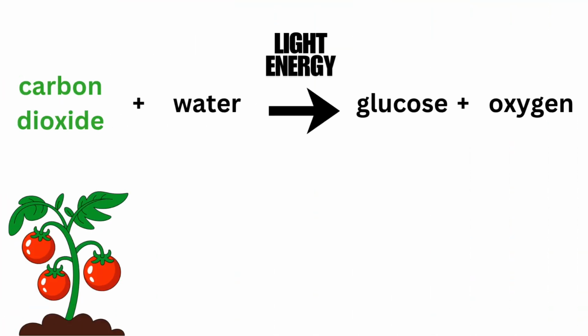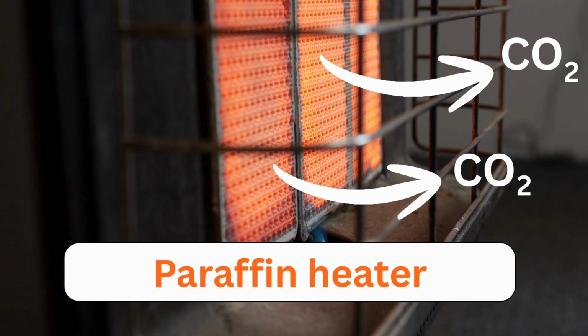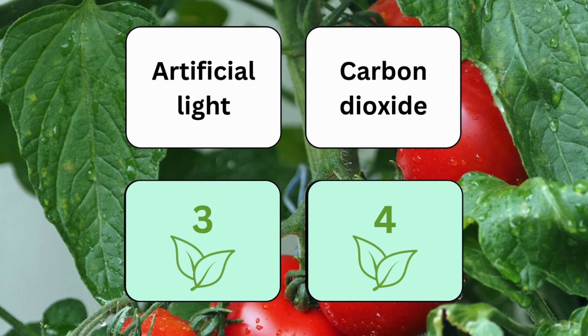If you remember the photosynthesis equation, you'll remember that plants need carbon dioxide. There is carbon dioxide in the air. Some farmers decide to add extra carbon dioxide to the greenhouse in case carbon dioxide is a limiting factor. One way they can add carbon dioxide is by using paraffin heaters, which give out carbon dioxide as waste products. So the second way that farmers can optimise plant growth is by adding carbon dioxide to the greenhouse.